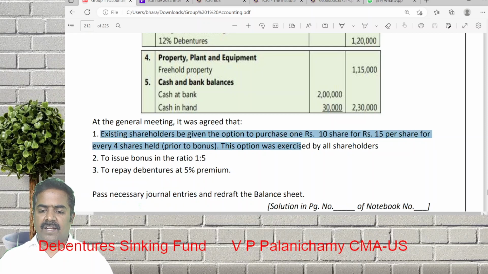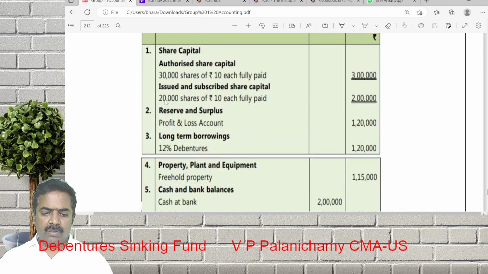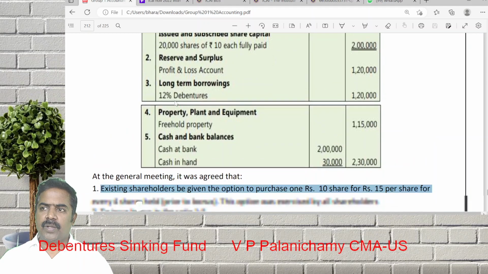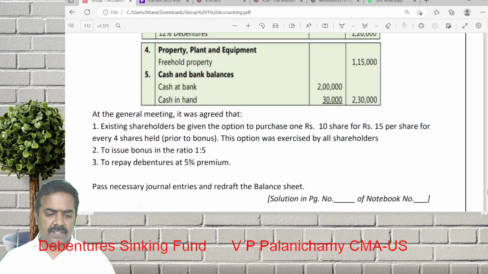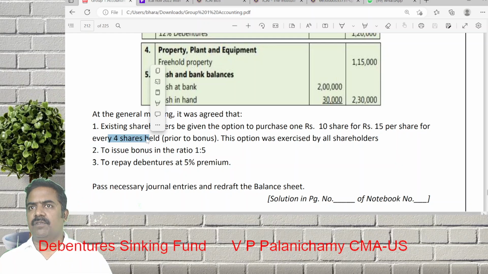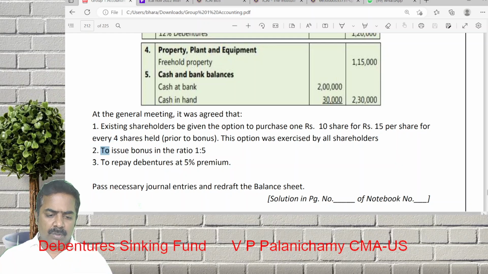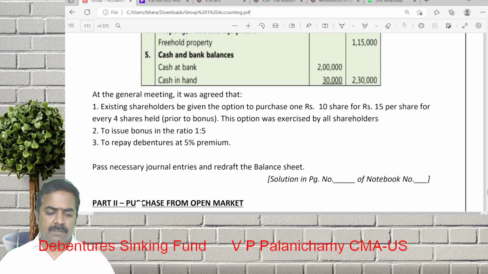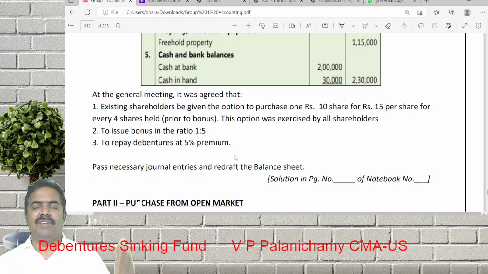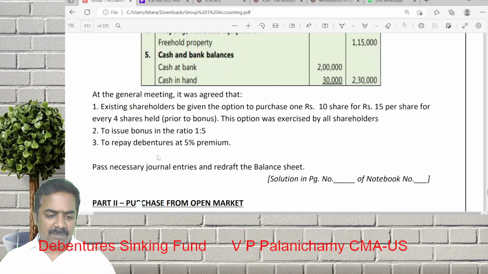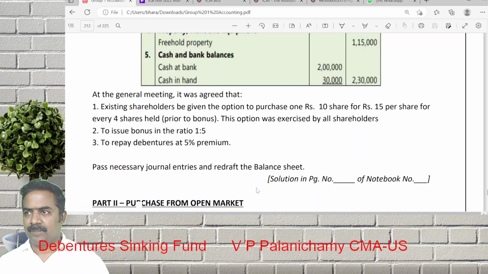For this, money will be collected by the company. Look in the balance sheet, how many issued shares are there? 20,000 shares are there. We are going to offer how many shares? 1 share for every 4 shares held. The shares will be issued, money will be collected. Then we issue bonus shares. What is the ratio? 1:5 ratio. Debentures are redeemed at how much premium? 5% premium. Pass necessary journal entries and redraft what? Balance sheet. We have already learned bonus issue and right issue. Plus now we have to combine redemption. Shall we?